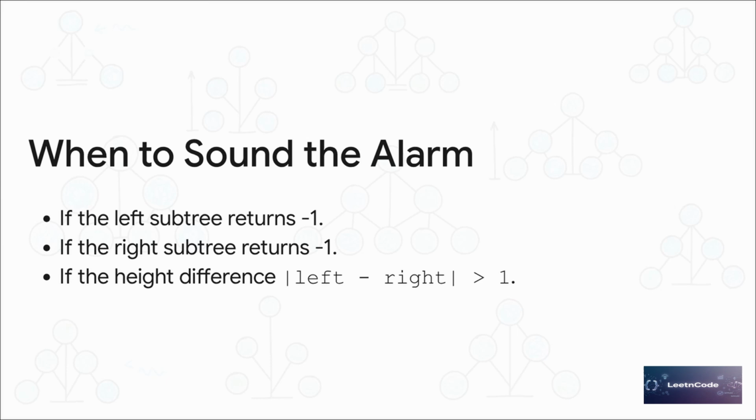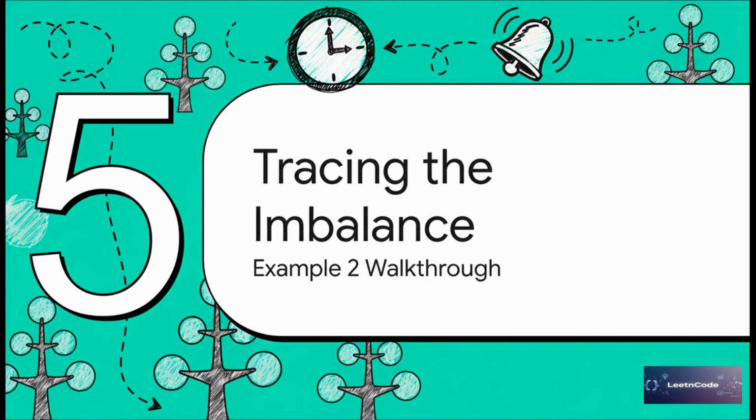1. If its left child has already sent up a -1. 2. If its right child has already sent up a -1. Or 3. If it does the math itself and finds out its own subtrees have a height difference greater than 1. If any of those things are true, it forgets about calculating its own height and just sends a -1 up the chain.